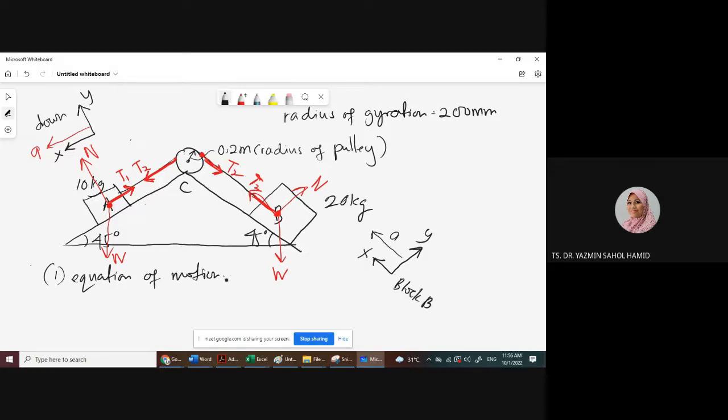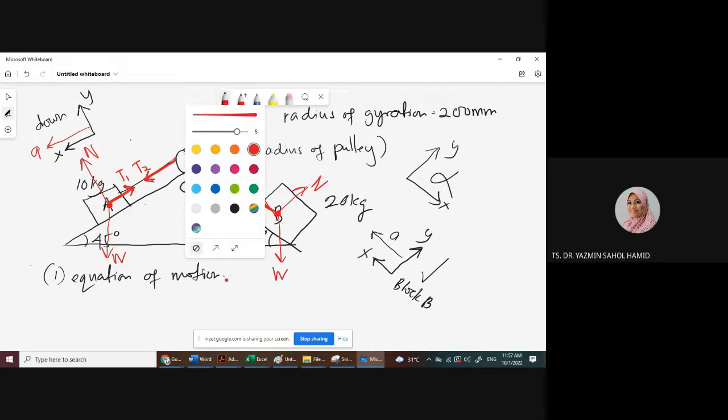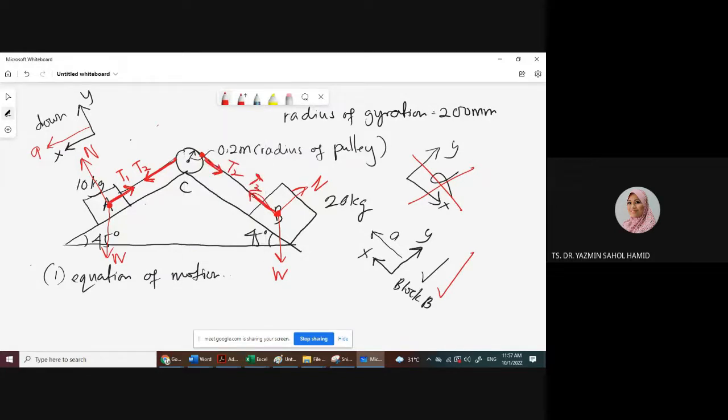If you buat block B macam ni, salah. Because now you have assumed block A is going down. So when you assume block A is going down, positive, your block B is going up. So when your block B is going up, the direction of X positive must be like this. Understand? This is no. This is no. This is yes. Okay? Boleh?